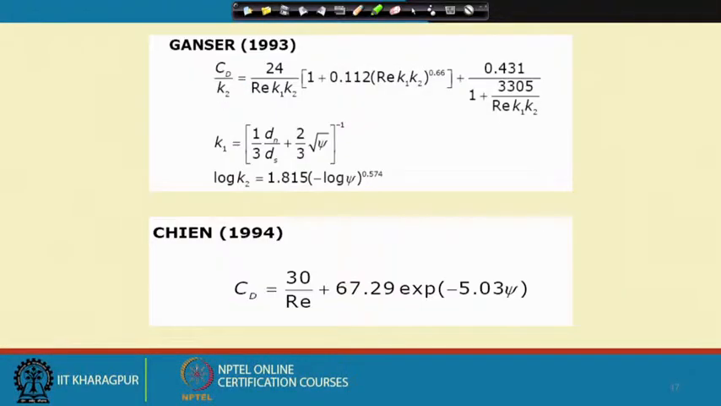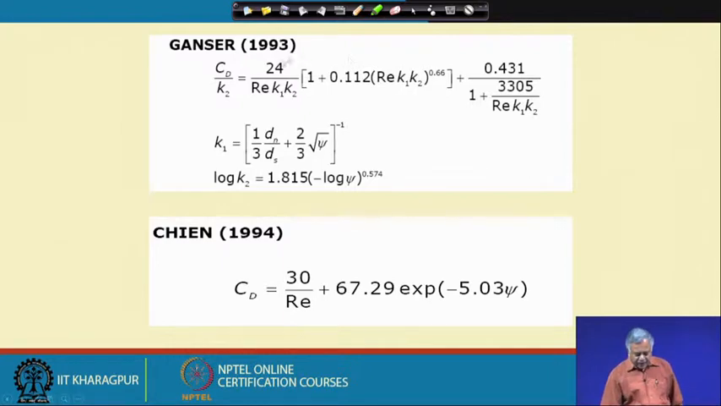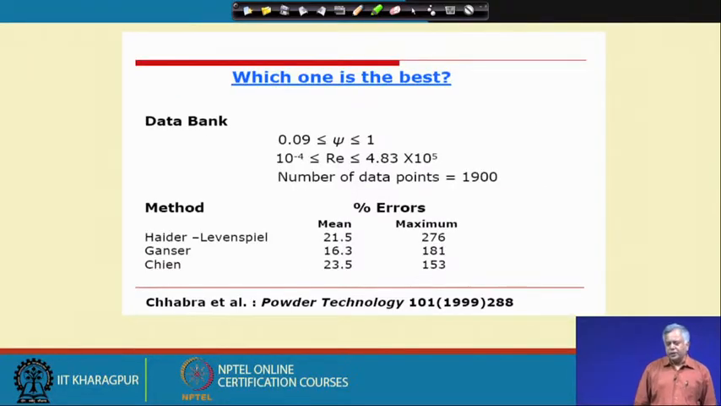There are certain other models which are very popular, one is Ganser. Again, this is an empirical equation, a very complex one. Chien, that is also an empirical equation. Now, which one is the best?